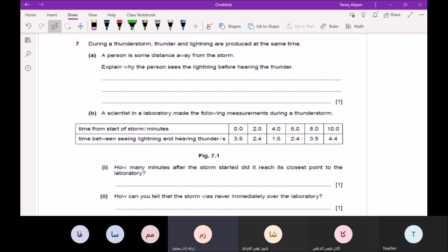Okay, during a thunderstorm, thunder and lightning are produced at the same time. A person is some distance away from the storm. Explain why the person sees the lightning before hearing the thunder. Because light is faster. Light travels faster than sound.